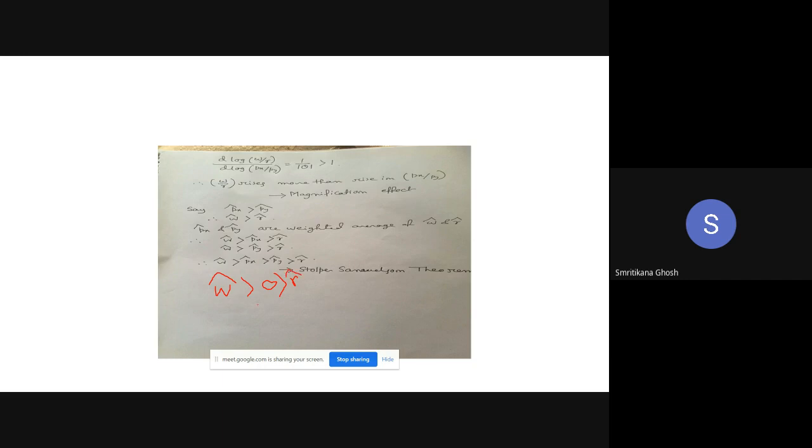Look, so W hat is greater than 0. That means W hat is rising, and R hat is less than 0. That means R is falling. Okay, not R hat. R is falling, the wage is rising and rent is falling. Okay, so this is the thing.